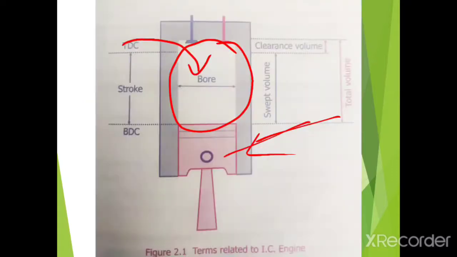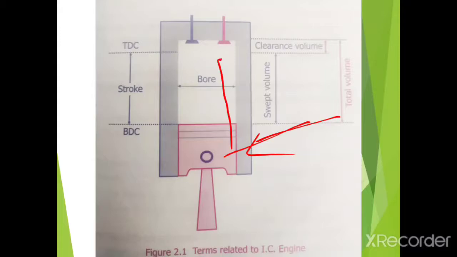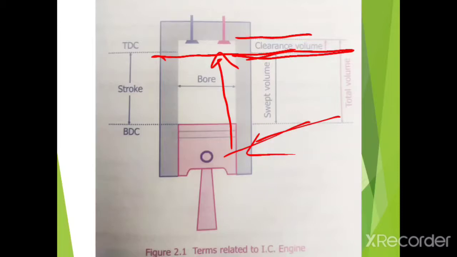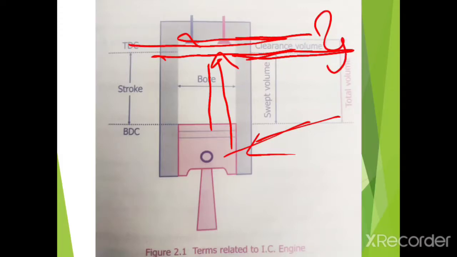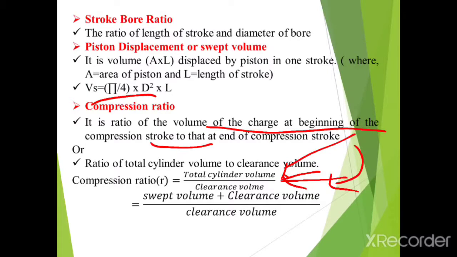At the end of the compression stroke, the piston moves towards the TDC and it stops here. This volume occupied by the charge is called clearance volume. You should note that the piston does not touch this line. So this volume is the clearance volume. Here compression ratio is equal to total cylinder volume divided by the clearance volume.